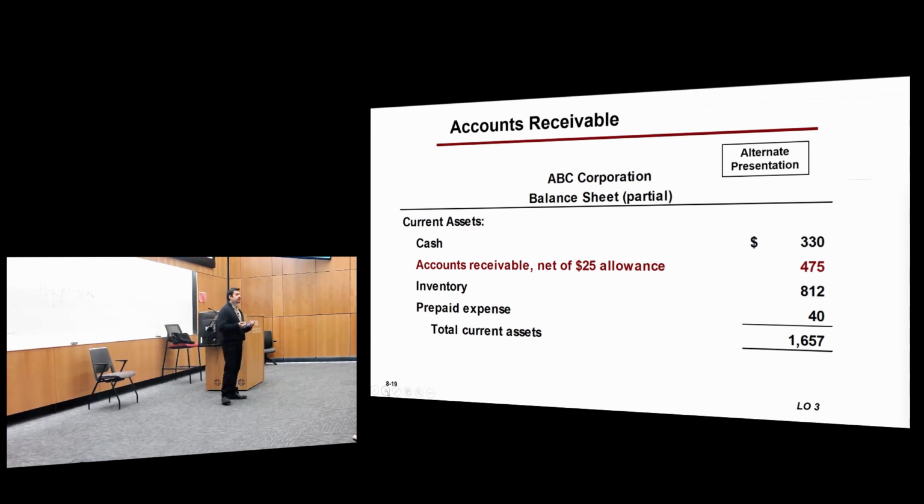It's like saying, for example, when you reach school or when you get to school or when you arrive to school, it's the same meaning. Accounts receivable, net of 25 allowance, or accounts receivable, and then underneath it a line item that says less allowance for doubtful accounts. It has the same meaning.